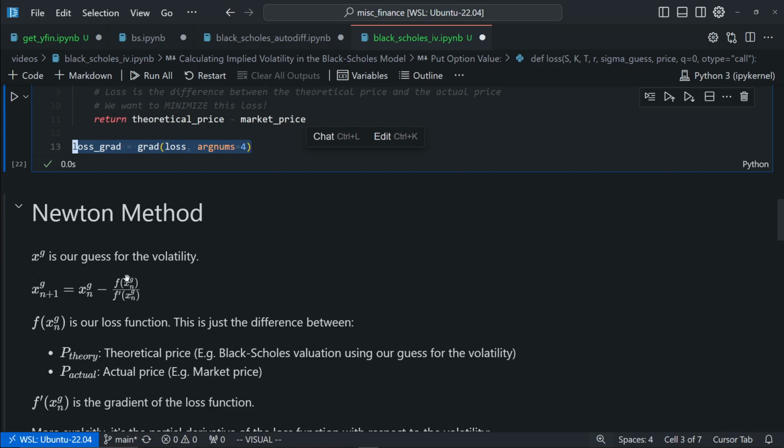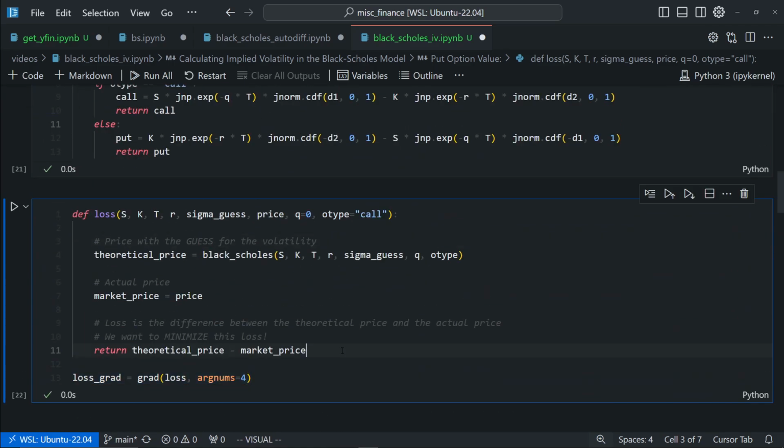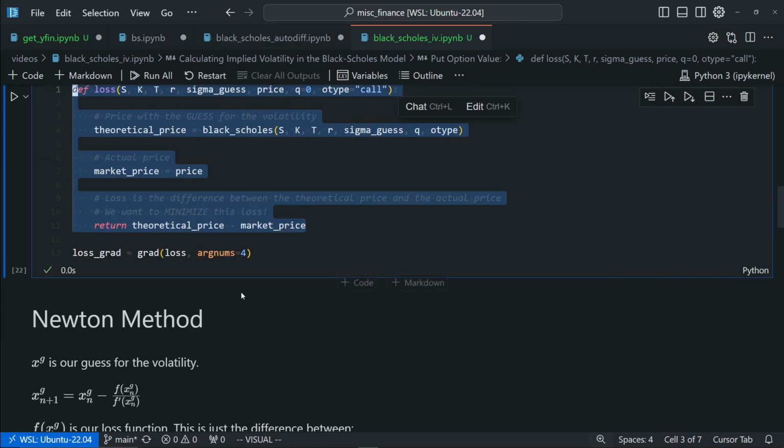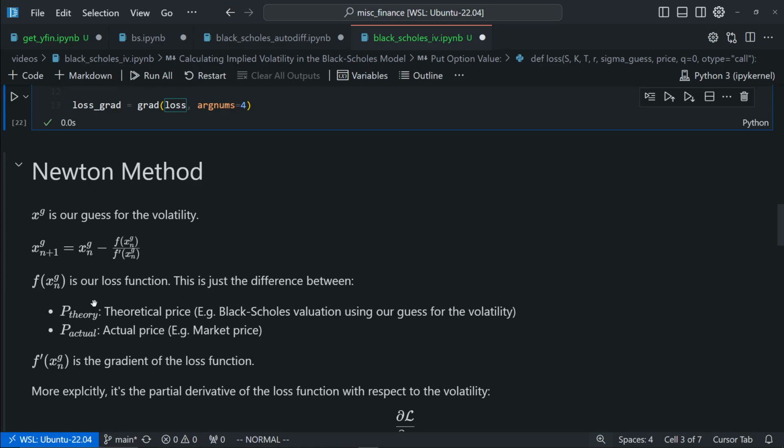What is this formula? So f is the function you're trying to find the roots of. F prime is the derivative of that function with respect to the variable you are optimizing. And then xg n is just your guess at the nth iteration, and xg n plus 1 is your next guess. So what you do is you keep running this until you are sufficiently happy with the value you're getting out of this function. So in our case, f is just this loss function I have defined here, okay? And we want it to be zero because we want the theoretical price to match the market price. And again, this is just the theoretical price, p theory, minus the actual price, p actual.